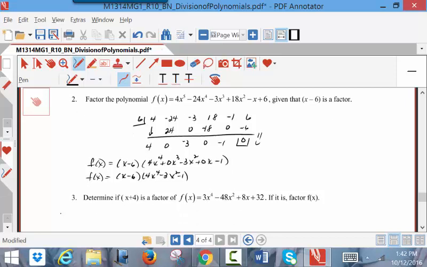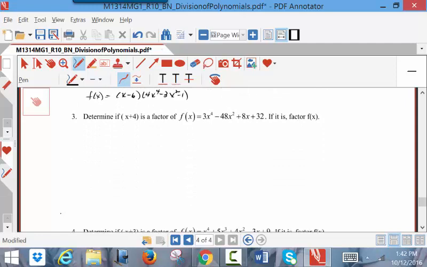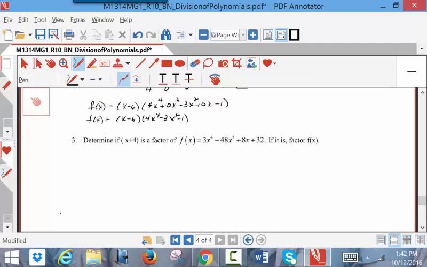How many more are on this handout? Is this one? Okay. How far can I go? Let me do one more then, because I know we're running out of time.